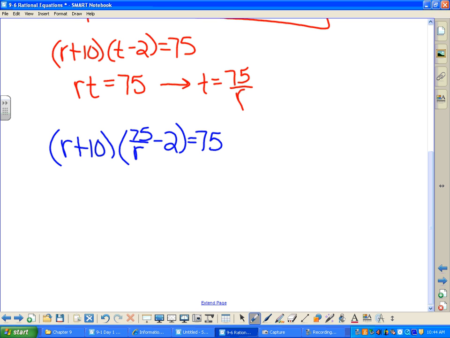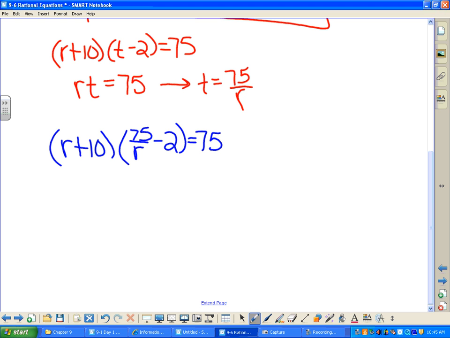Couldn't we substitute for the 75? You could. The problem is you would have one equation with two variables. And you wouldn't be able to solve it because you would have two unknowns in one equation. You need to get it to one equation with only one variable. You see what I'm saying?